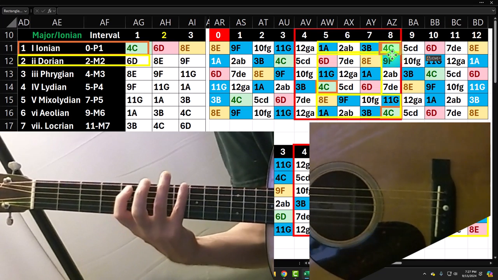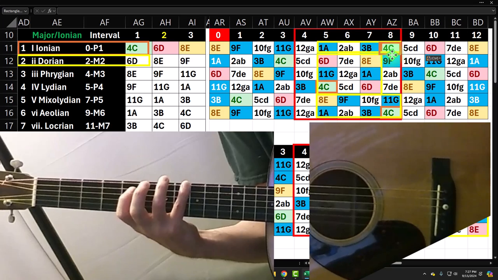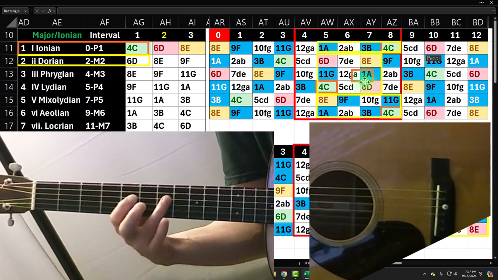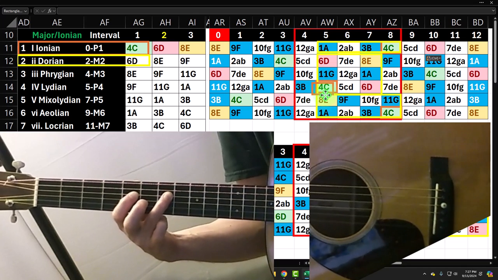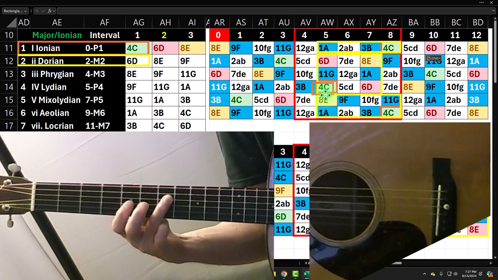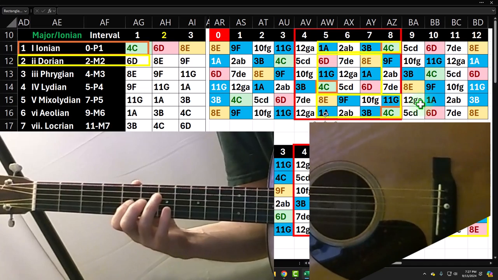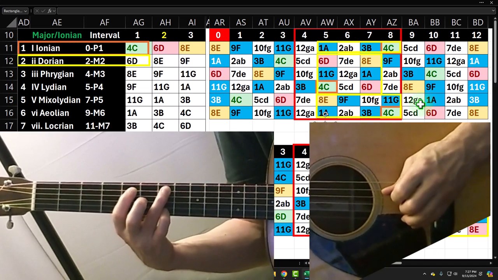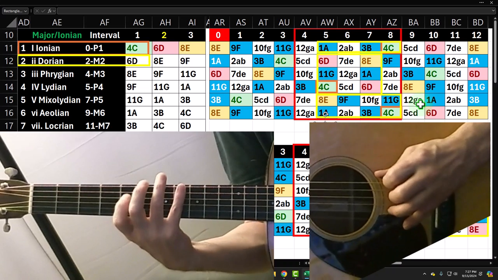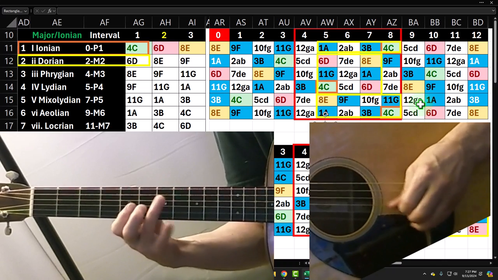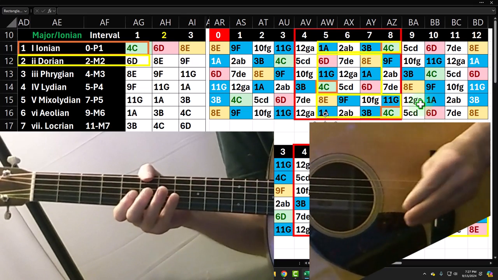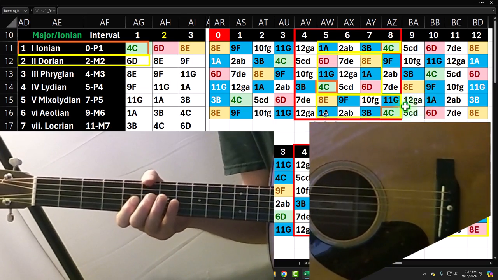But I'm looking at the major now, so we've got the one, two, three, skipping the four to the five, six, skipping the seven, to the eight. So if I count that out, we've got one, two, three, five, six, eight. One, two, three, five, six, eight. If I look at the intervals, we can say what happens.